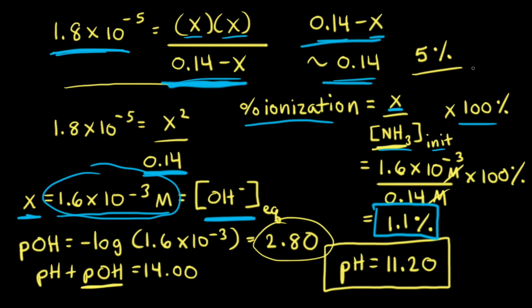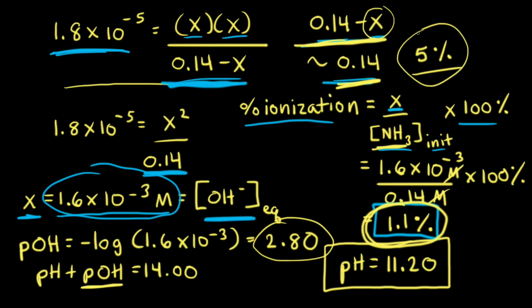And the 5% rule says if your percent ionization is less than 5%, it's okay to use the approximation. So in our case, our percent ionization was 1.1%, which is less than 5%. So it's okay to say that 0.14 minus X is approximately equal to 0.14, because with such a low percent ionization, X is a really small value compared to 0.14. However, if you get a percent ionization greater than 5%, you can't use the approximation, and you need to use the quadratic equation to calculate X.